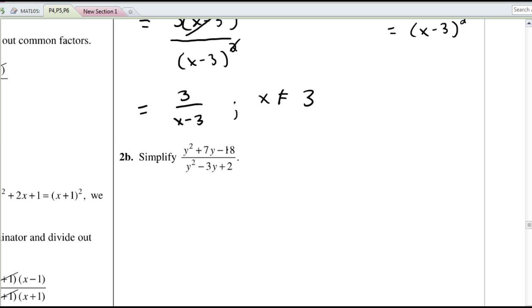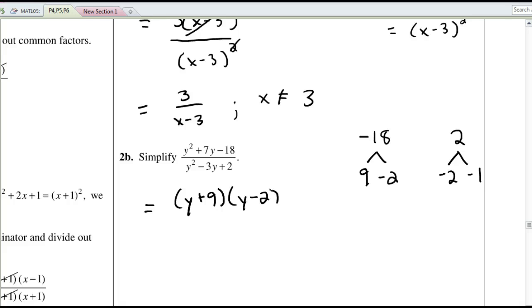Okay, this next one, the top one, numbers -8 and -18, just for practice for factoring by grouping. What are the factors of -18 that make +7? +9 and -2 do the job. And when you're factoring the bottom one, factors of +2 that make -3 are -2 and -1. So the top ends up factoring like y +9, y -2, and the denominator factors y -2, y -1.